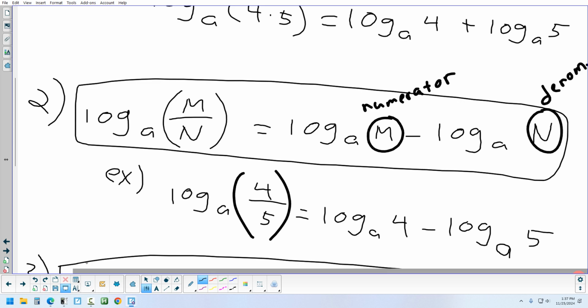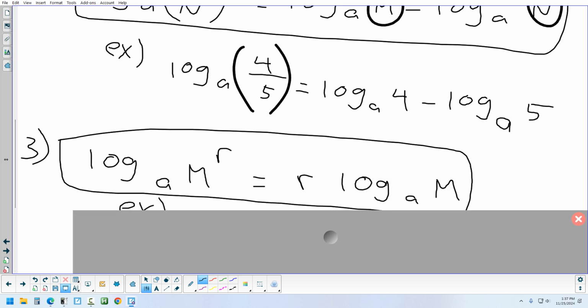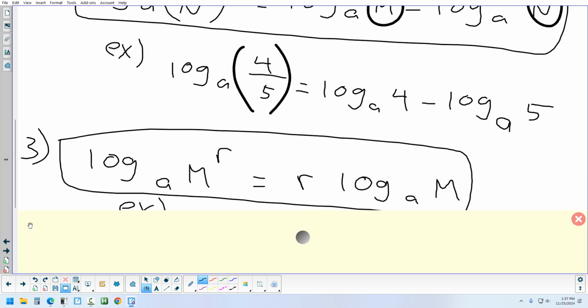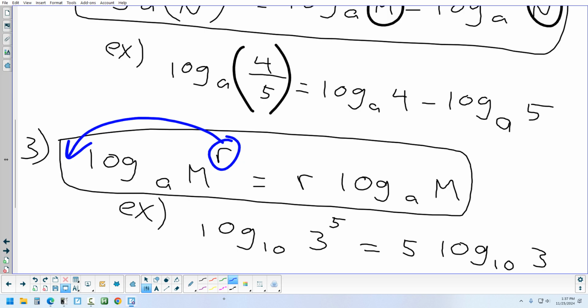All right, so last property. And then we'll just try some examples. Okay. What's happening in that one? Something is changing, something's moving. The R. Where's the R going? It's going to the front. So anytime that you have an exponent on an argument in a log, you can put the exponent in front, just like that.